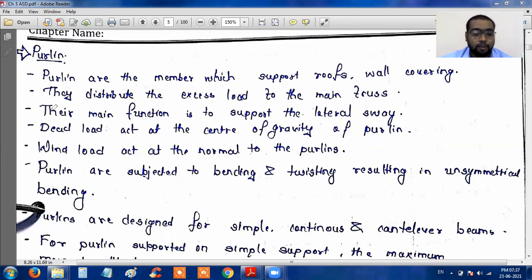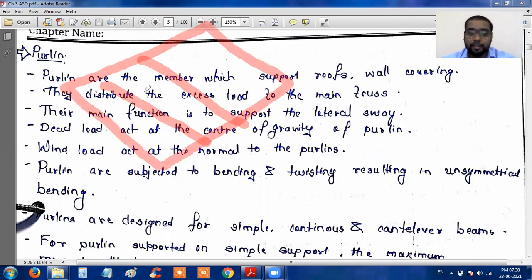First, the function of the purlin is to support the laterals. The main function is to support the lateral sway in truss. Dead load acts at the center of gravity of purlin, and wind load acts normal to the purlin. As we see, the dead load of the roof and self weight of the purlin directly act at the center of the purlin.